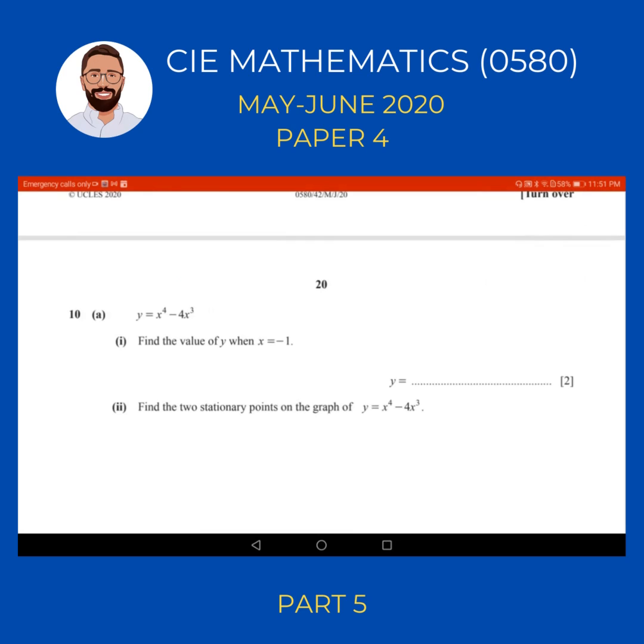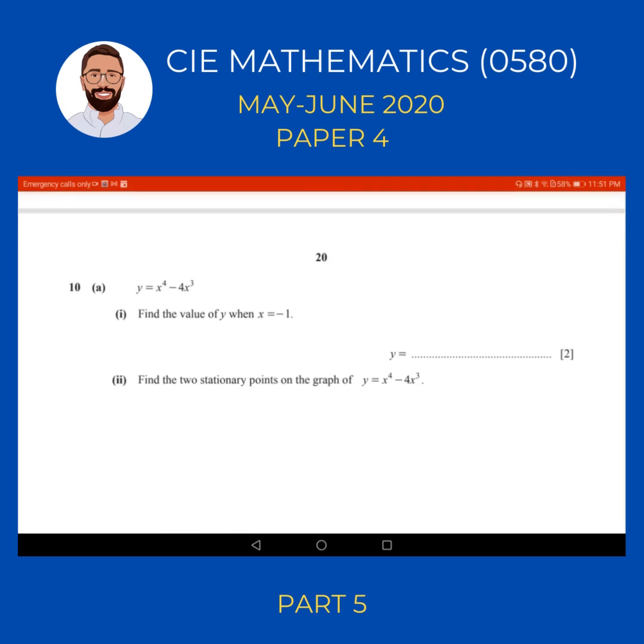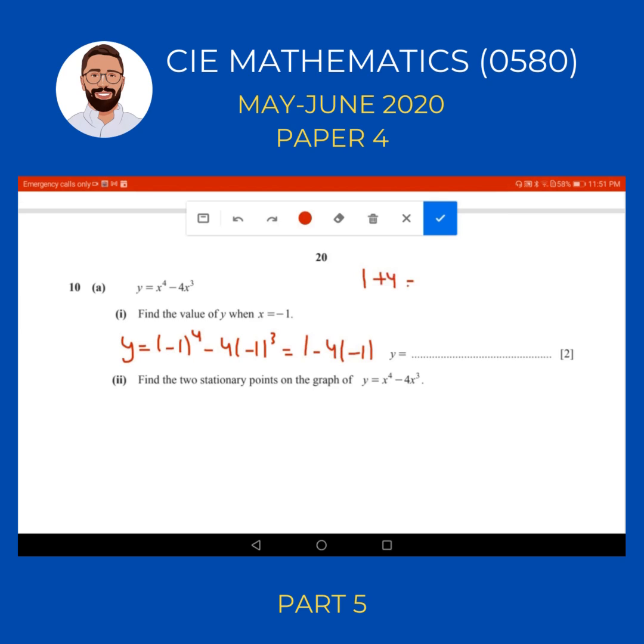Now in this question, the last question of this paper, number 10. So in 10AI, I'm given a function which is y equals x to the power of 4 minus 4x cubed. We need to find the value of y when x is negative 1. So I need to substitute negative 1 into the function. So it's negative 1 to the power of 4 minus 4 times negative 1 cubed. And negative 1 to the power of 4 is 1, minus 4 times negative 1. So it's equal to 1 plus 4, which is 5.